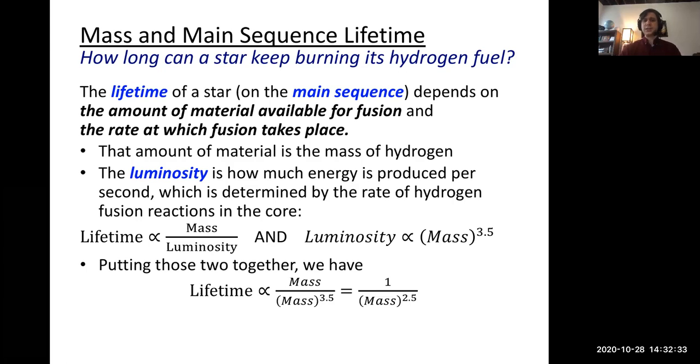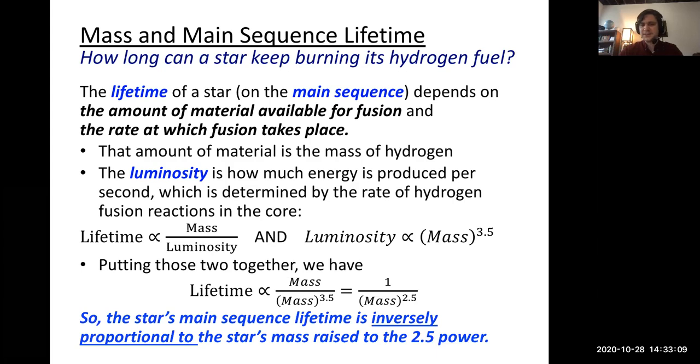So we can put those two things together and we see that the lifetime is the mass divided by, oh, since the luminosity is proportional to the mass to the 3.5 power, I can go ahead and change the luminosity to mass to the 3.5 power. So mass to the first power divided by mass to the 3.5 power equals 1 divided by mass to the 2.5 power. So the lifetime of a star is inversely proportional to the mass of the star raised to the 2.5 power.